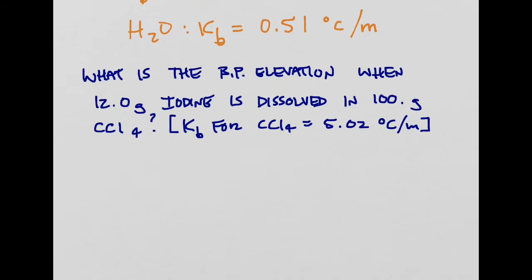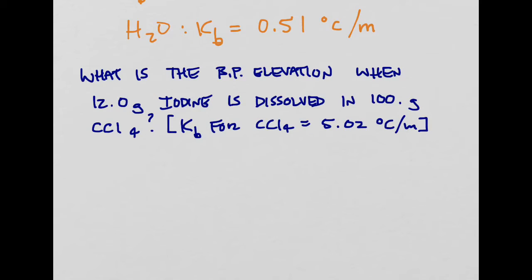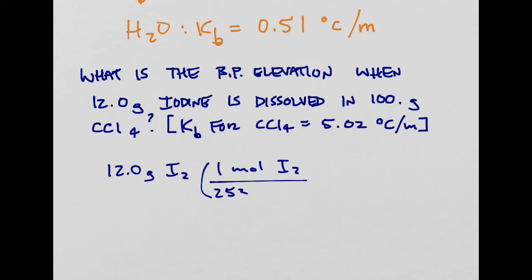Okay, so this is how we would approach this problem. The first thing is we're going to determine the number of moles of the solute that we have here. Since I have 12.0 grams of iodine, and iodine is diatomic, so it's I2, my equivalency is 1 mole of iodine, and I look it up on the periodic table, and I figure out that 253.81 grams of iodine is equivalent to 1 mole. And when I crank this out, we have this as my number of moles of I2.